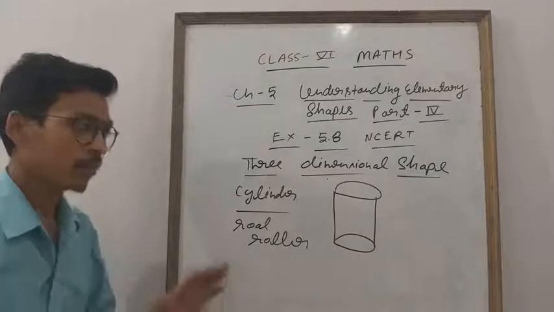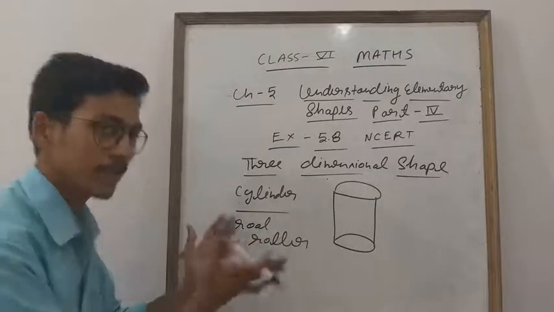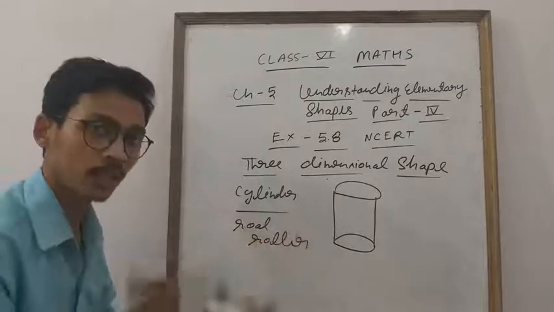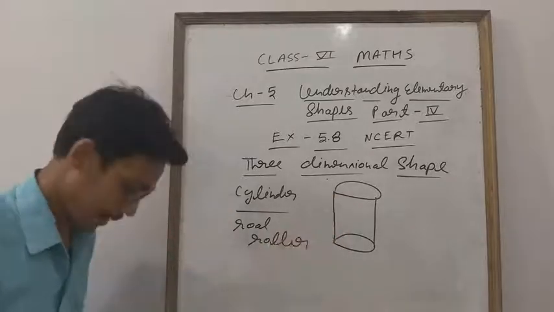We will not discuss so many things about this, because only the basic thing is given in your book. You only have to understand the shape right now. So this is the shape of a cylinder.